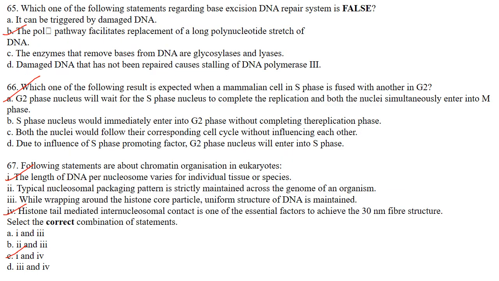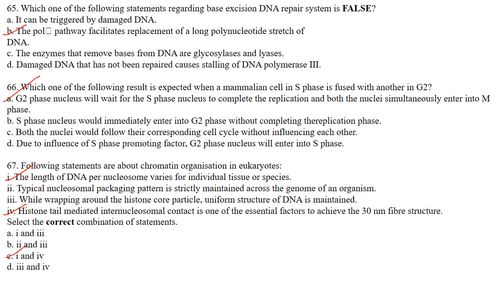Then, which one of the following statements regarding the base excision DNA repair system is false? So it can be triggered by damaged DNA. The Pol beta pathway facilitates replacement of a long polynucleotide stretch of DNA. The enzymes that remove bases from DNA are glycosylases and lyases. Damaged DNA that has not been repaired causes stalling of DNA polymerase 3. Answer is option B. The major function of DNA polymerase beta is the contribution to short patch base excision repair and not a long nucleotide stretch of DNA. So that is false.